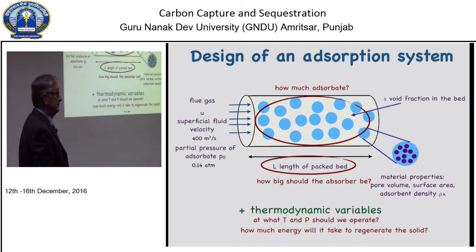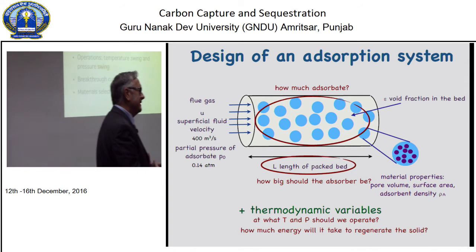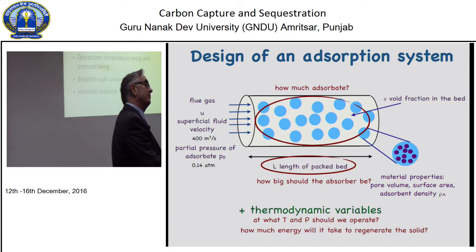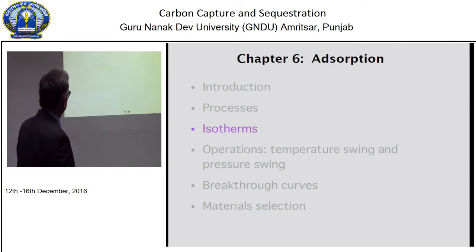Generate the solid? These are questions we must resolve in the next few lectures. So the primary thermodynamic metric for how CO2 adsorbs on a surface is called an isotherm. And let's talk a little bit about what that looks like.